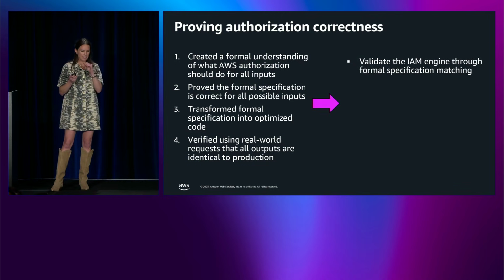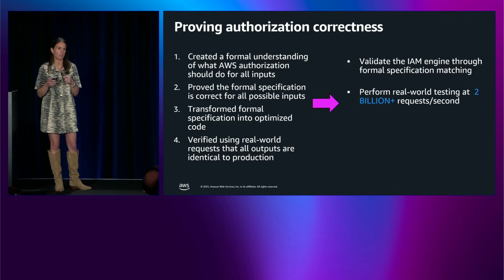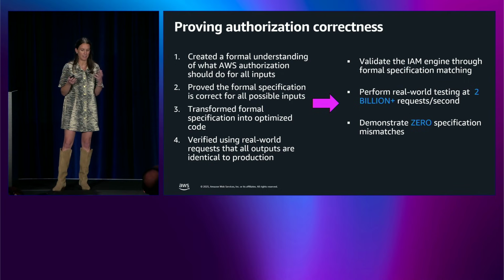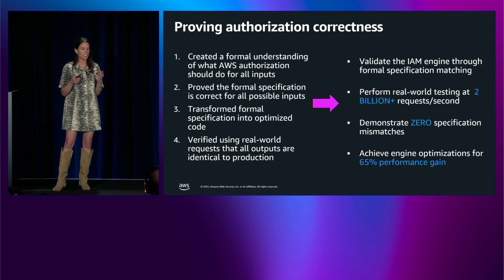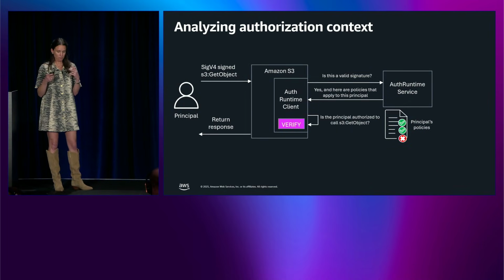And as a result of this, we can now validate the IAM engine through formal specification matching. We can now perform real-world testing at 2 billion requests per second. And we're able to now demonstrate 0 specification mismatches across quadrillions of evaluations. And in addition to being able to verify the correctness, it also helped us achieve engine optimizations of 65% performance gains. So once that was done, the next step was to deliver a scalable way to analyze the authorization context.